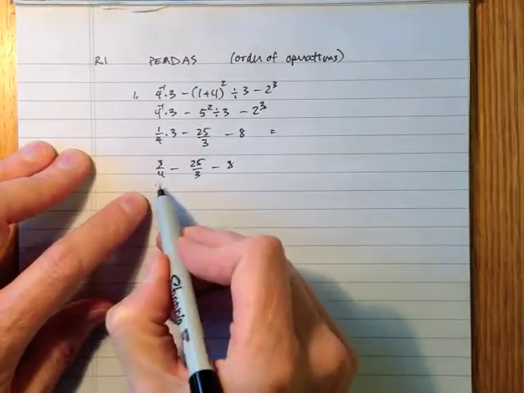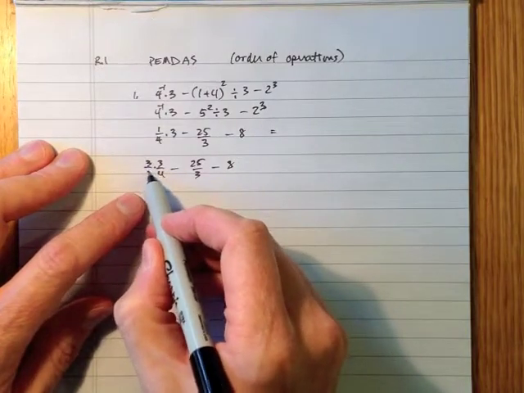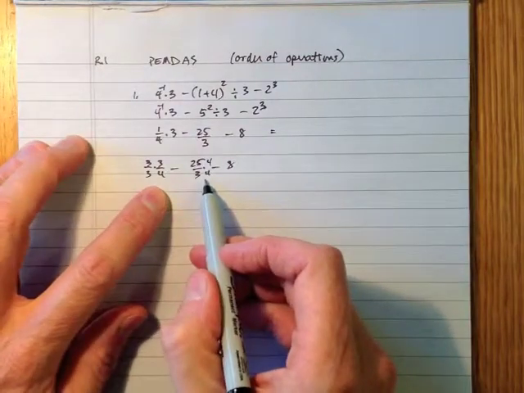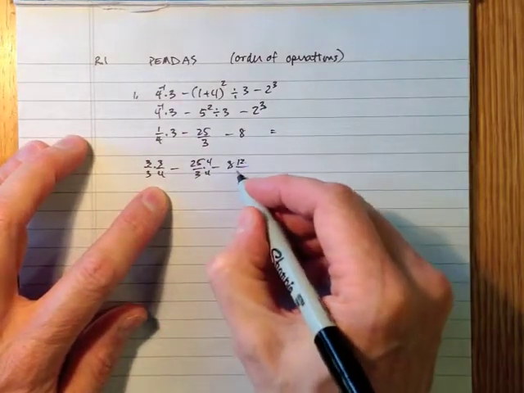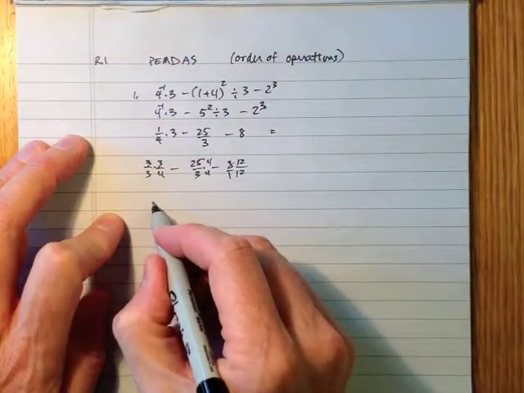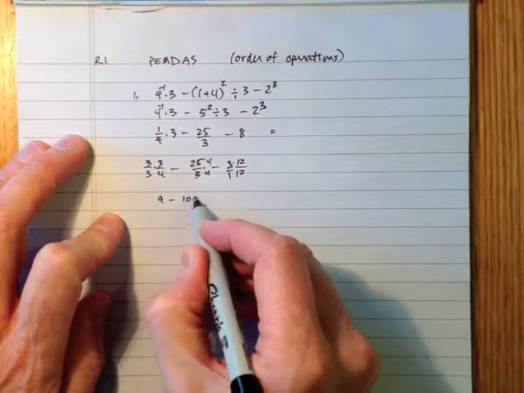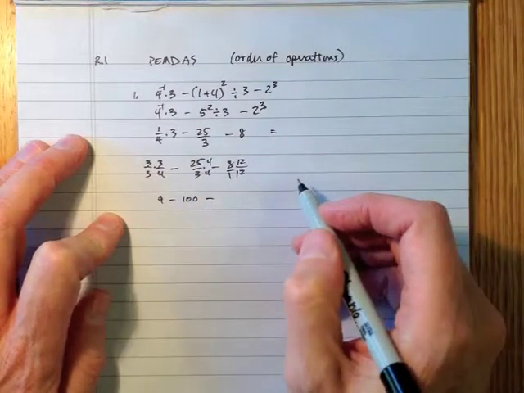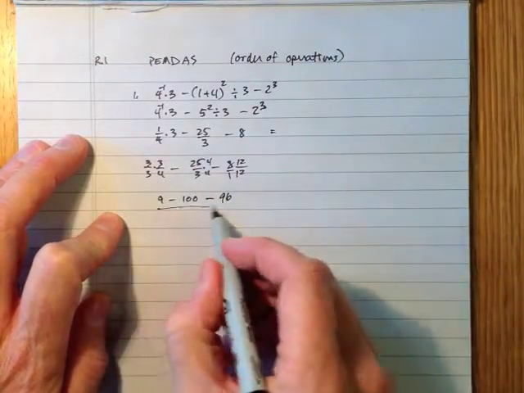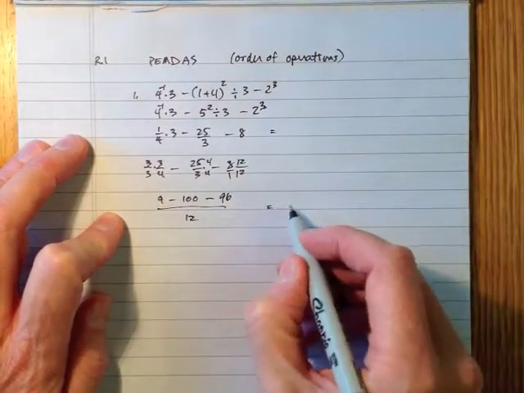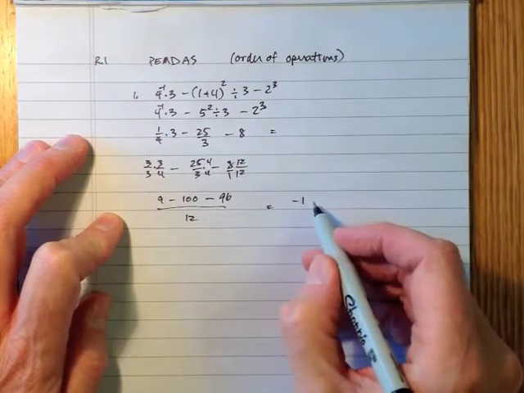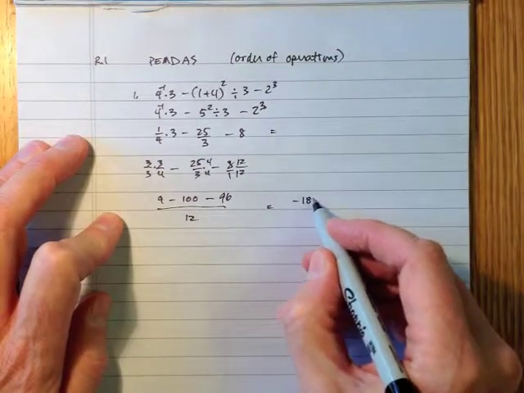Got to remember how to add fractions. So I'll multiply top and bottom of this one by 3, top and bottom of this one by 4, so that these two will have the same denominator, that's 12. Multiply top and bottom of 8 by 12. I'll think of that as 8 over 1. So it's a whole bunch of twelfths. Looks like 9 minus 100 minus 8 times 12, 96, over 12. So that's, I guess, negative 196. 196 minus 9, 187.